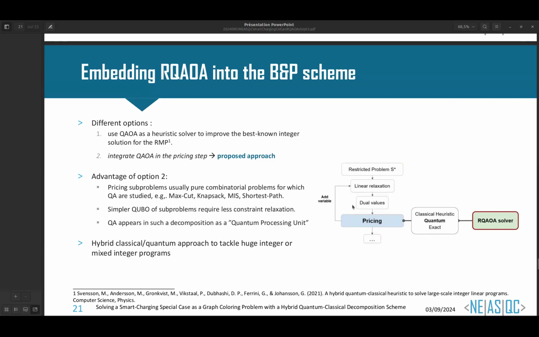optimality. We don't need at first to use the exact algorithm, but at least we need to make sure that no improving column exists. So if we can find the improving column with a classical heuristic, we save time, which is good. So usually we use a classical heuristic and exact, and instead we could use in the middle the quantum algorithm as an RQAOA solver.